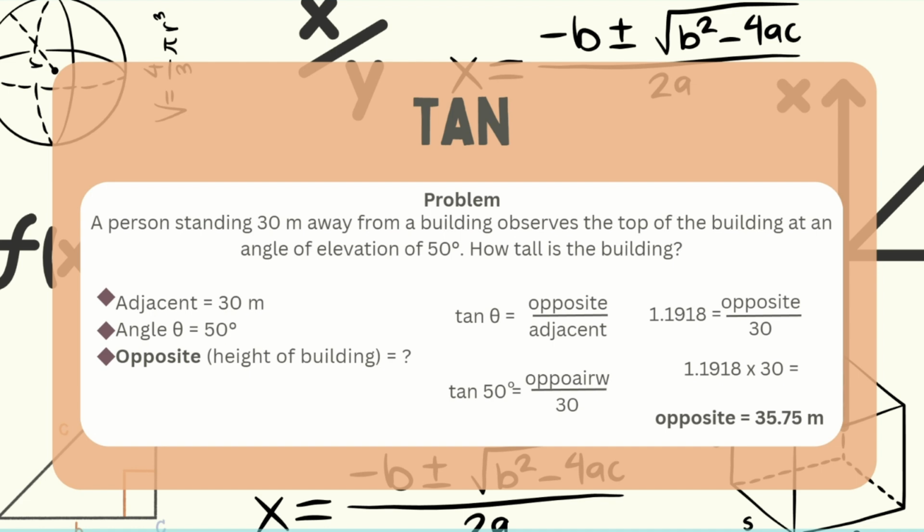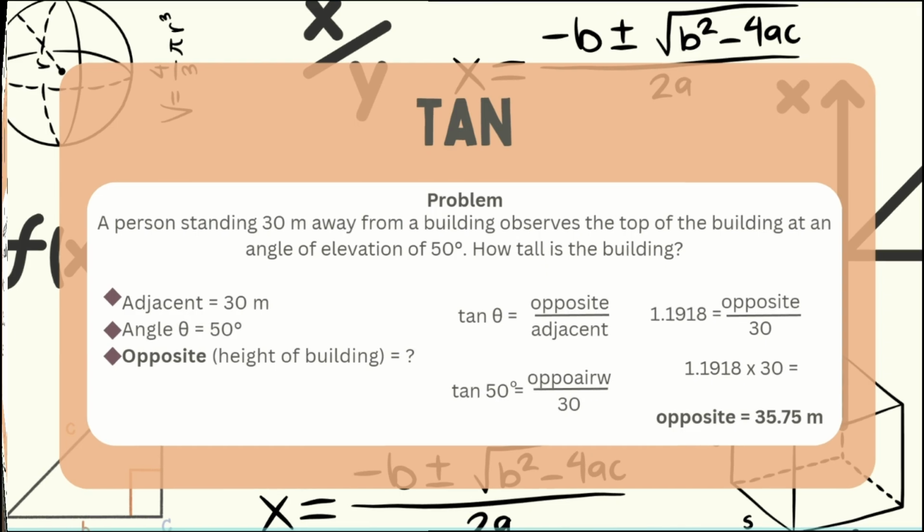Just like the other two, sin and cos, we will get the given angle and put it in the tan in the calculator. What's given is 1.918. And next we will follow the formula. Tan theta equals opposite over adjacent. Since we already have the tan and the adjacent, now we will just multiply them. 1.918 times 30 equals 35.75 meters, which is the opposite.